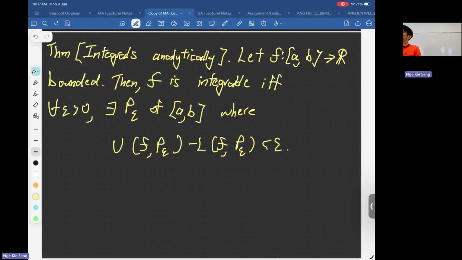Okay, so we see why it is easier. Let's see why right to left is easier. Right to left means you assume that for every epsilon you can find this P epsilon. Then you need to show me that UFP equals UF equals LF. If you want to show that two things are the same, there is one way to do it. Maybe I need to tell this to you. Do you know a lemma or not?